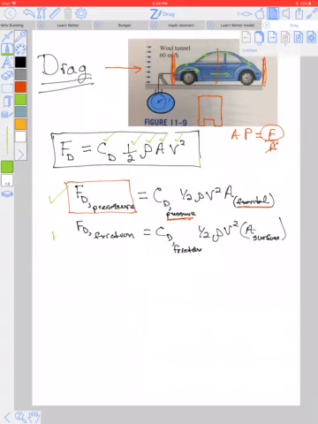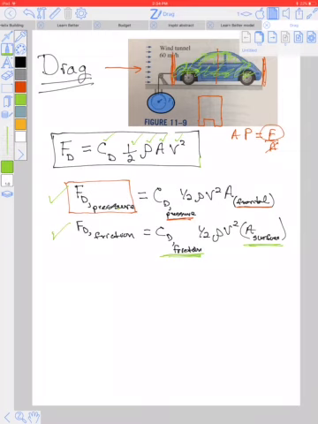In this second equation, we have a different drag coefficient and we use a different area. Now, instead of being the frontal area, it's going to be the complete surface area of the vehicle on both sides, on the top, on the bottom. It would be the surface area.